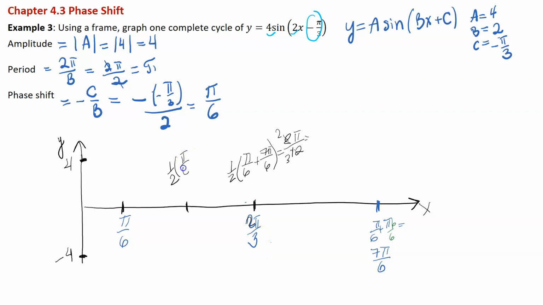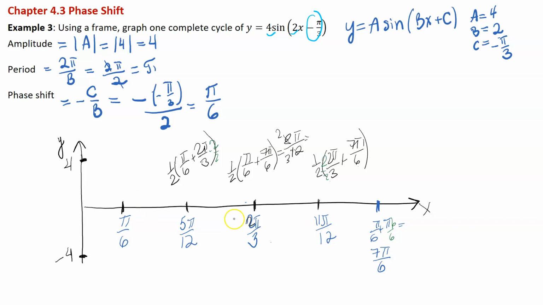And the next midpoint will be between pi over 6 and 2 pi over 3. 1/2 of pi over 6 plus 2 pi over 3. Find common denominator. 4 pi plus pi, 5 pi over 6 times 1/2 is 5 pi over 12. And the last midpoint between 2 pi over 3 and 7 pi over 6. Find common denominator. 4 pi plus 7 pi, 11 pi over 6 times 1/2, 11 pi over 12.